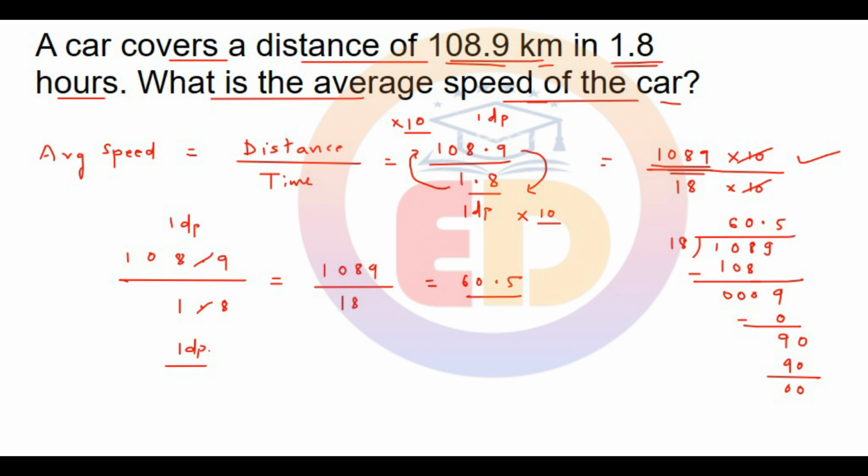When the distance is in kilometer, time is in hours. Speed will be in kilometer per hour. Final answer.